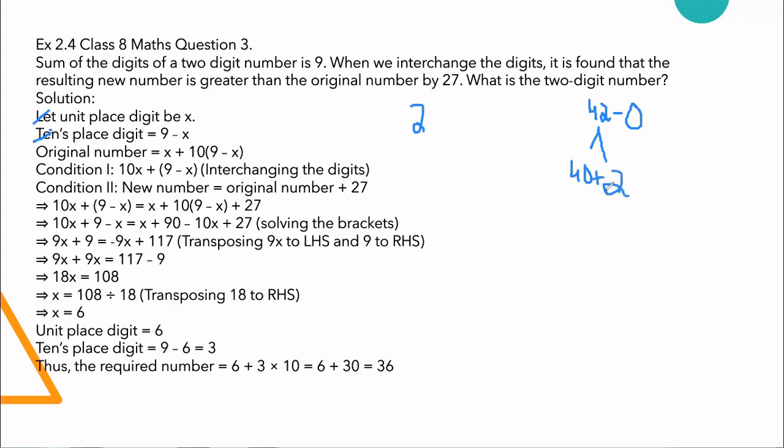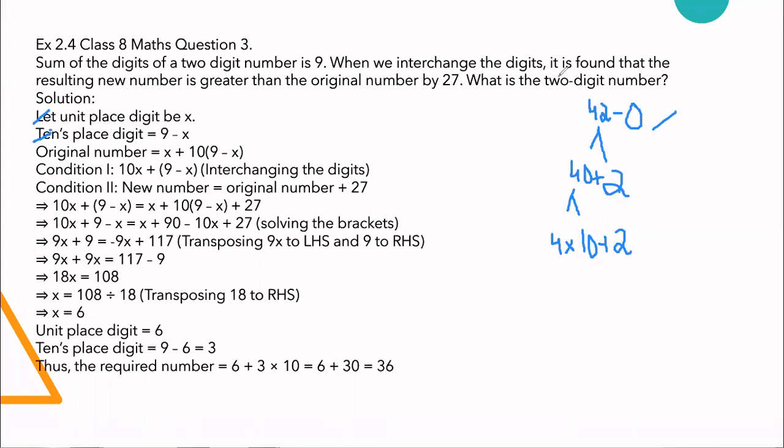40 plus 2. Again, I can break it down into 4 multiplied by 10 plus 2, right? Any number can be simplified in this manner. Consider any example and you can try it. Similarly, I want to try this with our two digits. What are the two digits? x and 9 minus x.